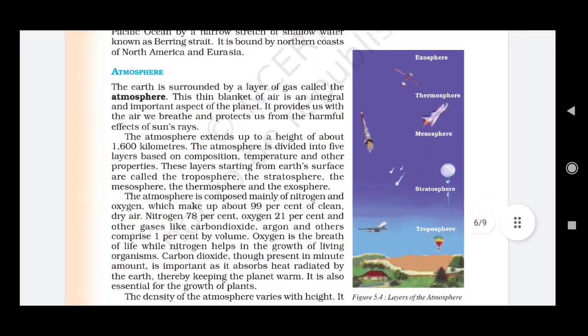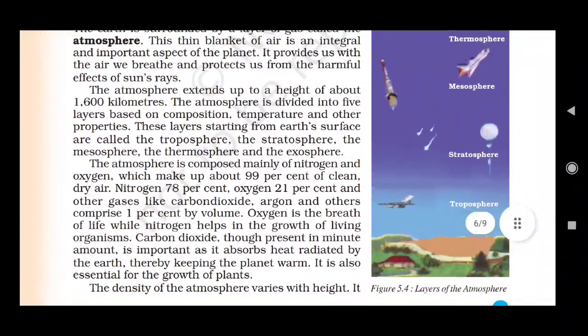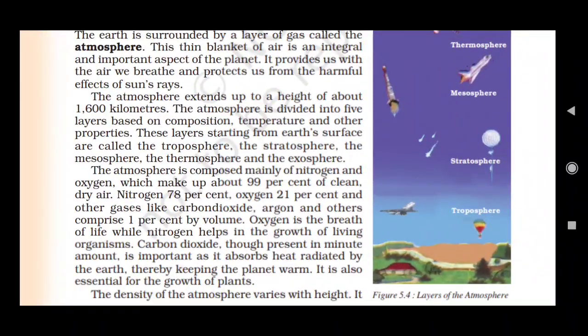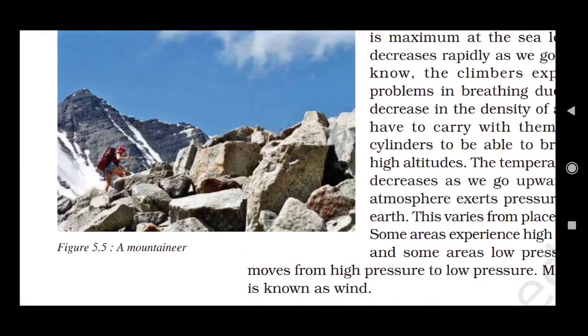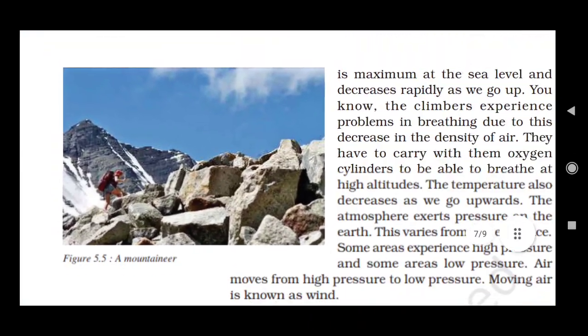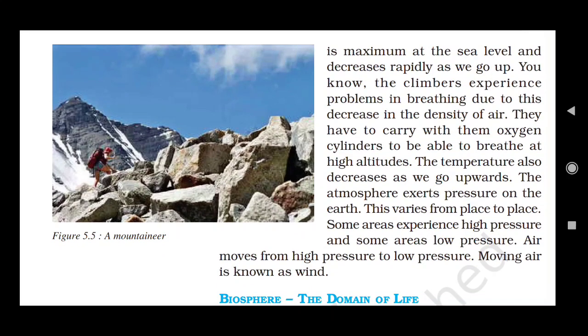The density of the atmosphere varies with height. It is maximum at sea level and decreases rapidly as we go up. You know, climbers experience problems in breathing due to this decrease in the density of air. They have to carry oxygen cylinders with them to be able to breathe at high altitudes. The temperature also decreases as we go upwards.